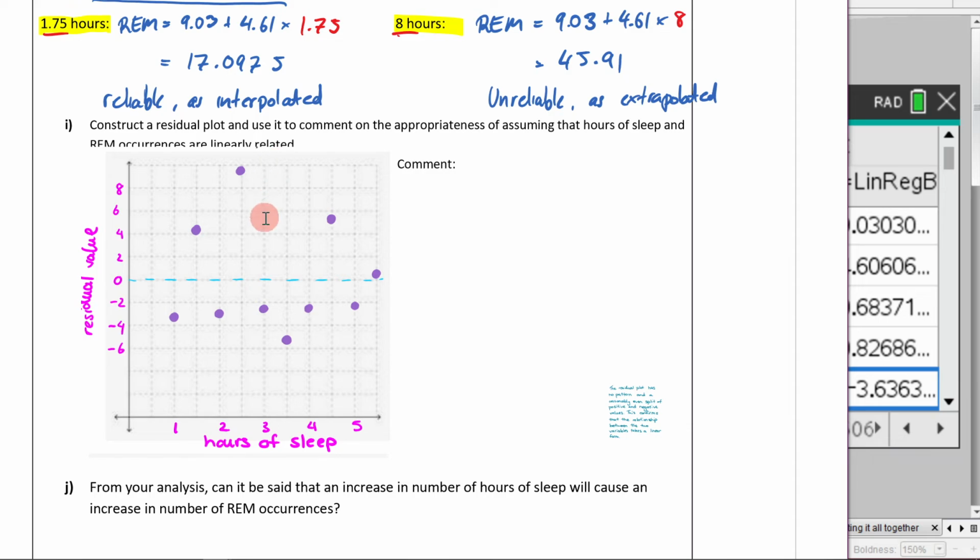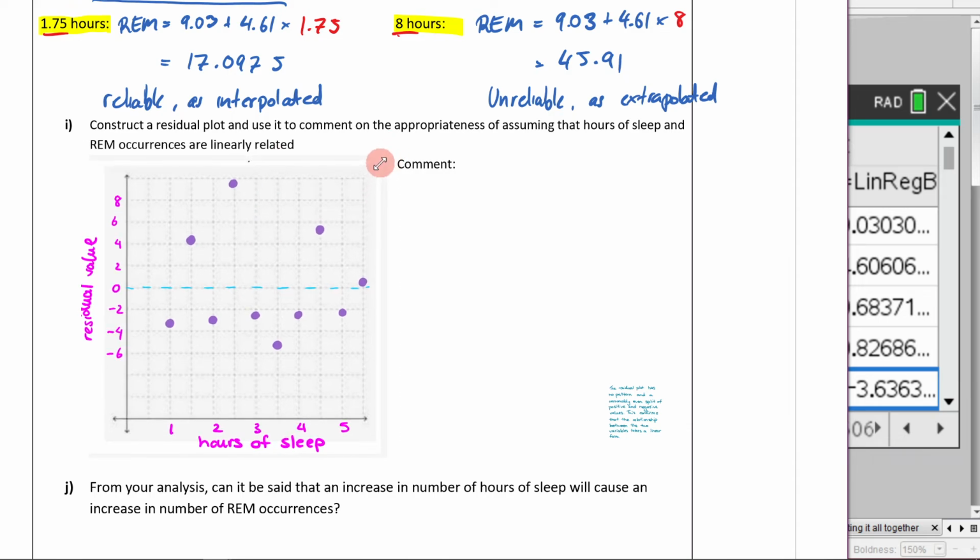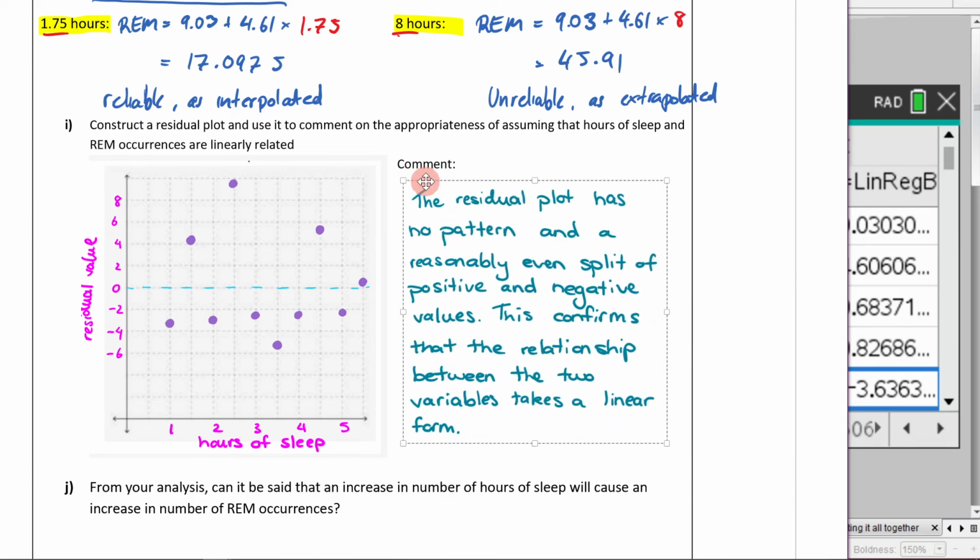The next thing we need to do is comment on our residual plot. And here is one I prepared earlier. Let's give it a read. So the residual plot has, now this is the important bit, no pattern and a reasonably even split of positive and negative values. This confirms that the relationship between the two variables takes a linear form.